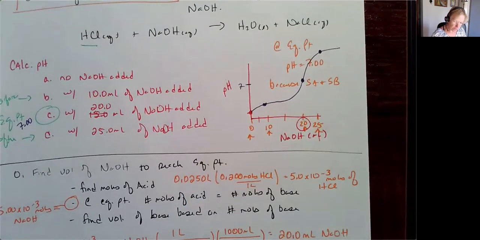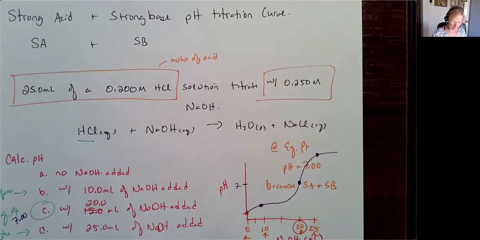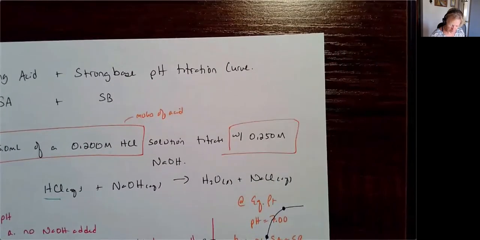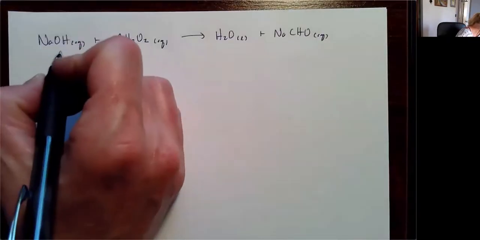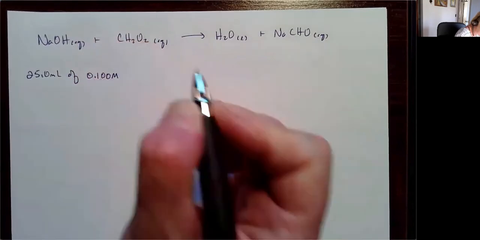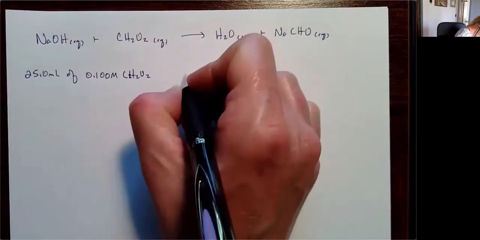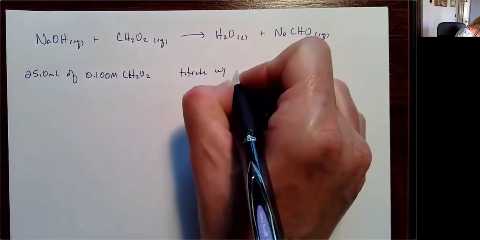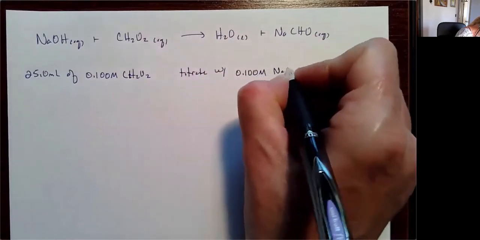Now if I have a weak acid and a strong base, the titration curve is going to look different because I have that area in the beginning where I have a buffer region. So let's say I take sodium hydroxide and I react that with formic acid. 25 mL of my acid, and my acid is 0.100 molar, and I'm going to titrate that with 0.100 molar NaOH.